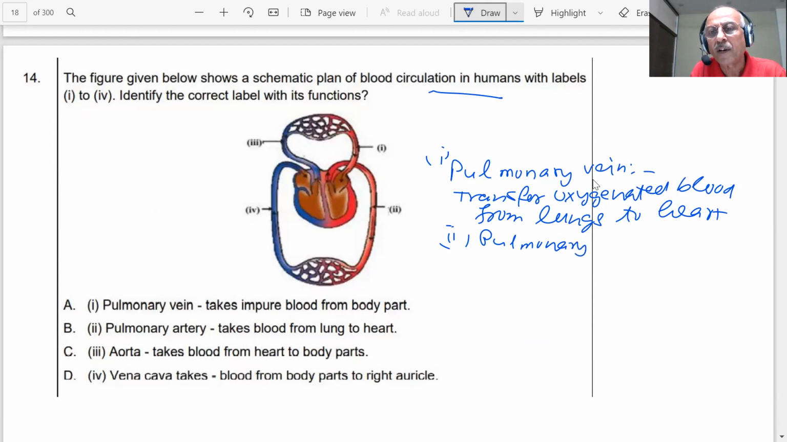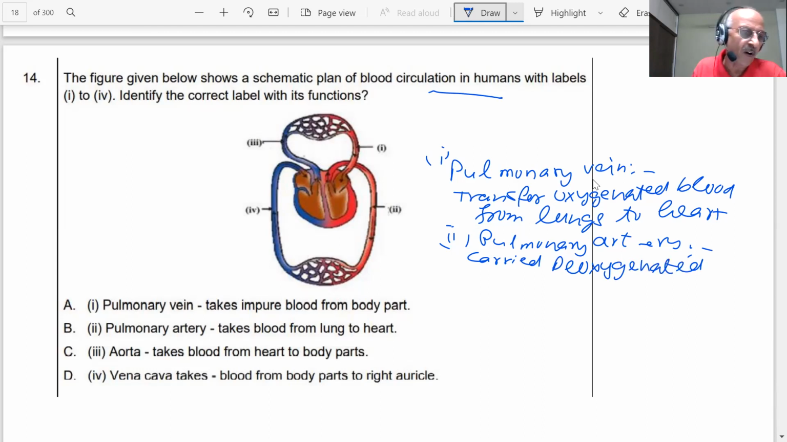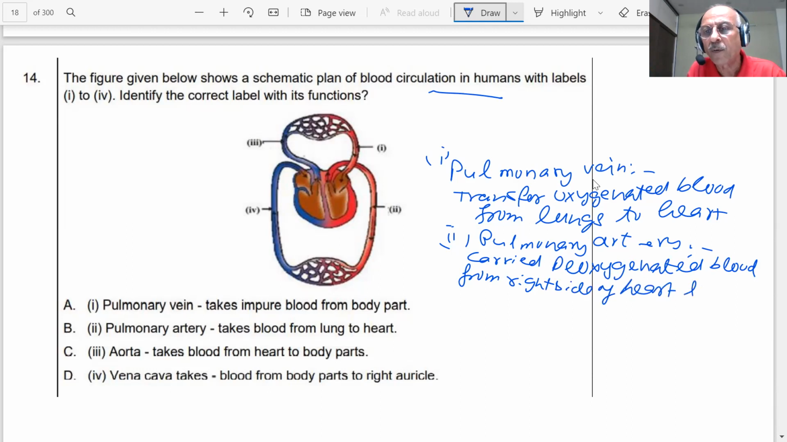Pulmonary artery, what is it doing, student? It carries deoxygenated blood from the right side of the heart to the lungs. Heart to lungs, student.